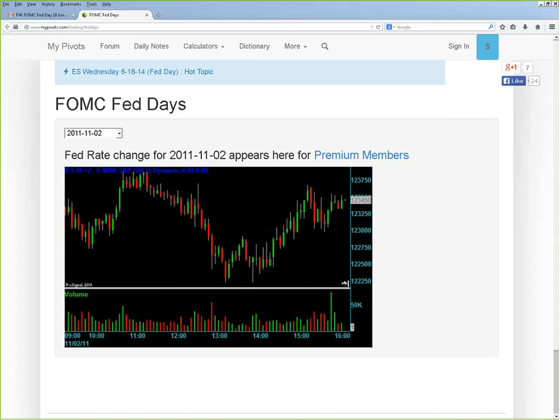Here's back to November 2011. This is not really an ABC or an AB equals CD pattern. It's kind of crappy. Had a little triangle form though. Notice that kind of compressed and lifted off.